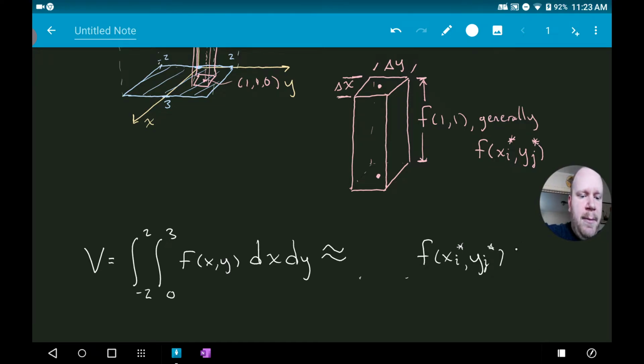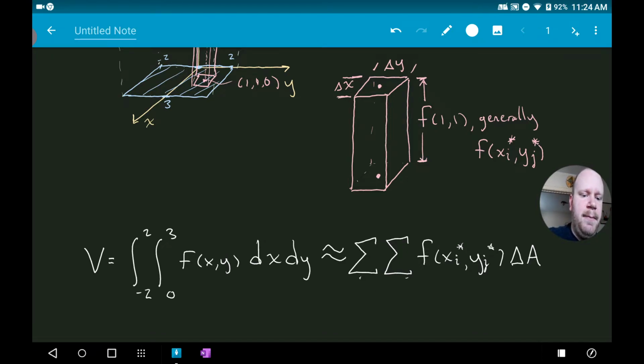Delta x times delta y, we can simplify that to be not dA, delta A, right? Delta x times delta y. And then instead of integrating across these with infinitely thin rectangular prisms, what we're doing is we're just going to be adding up. Maybe we have 13 or 12 of these rectangular prisms to add up. So we use a double sigma here.